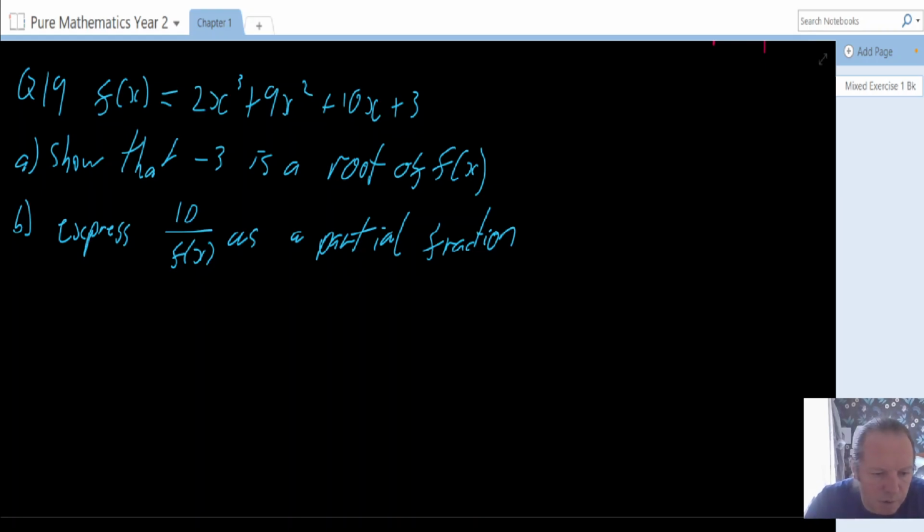Here we are, Pure Mathematics, Year 2, Edexcel, Mixed Exercise, Chapter 1, Question 19, final one of this chapter. On these, f of x is 2x cubed plus 9x squared plus 10x plus 3. Show that minus 3 is a root of f of x, and also express 10 over f of x as a partial fraction. So they are helping us out by showing us that minus 3 is a root, and thus giving us a factor so that we can start breaking this cubic apart.